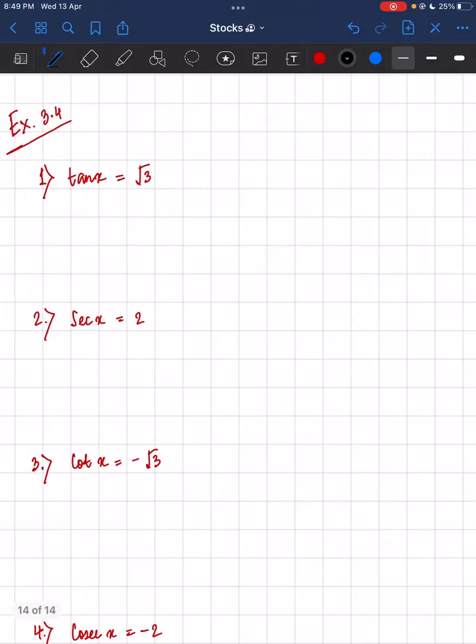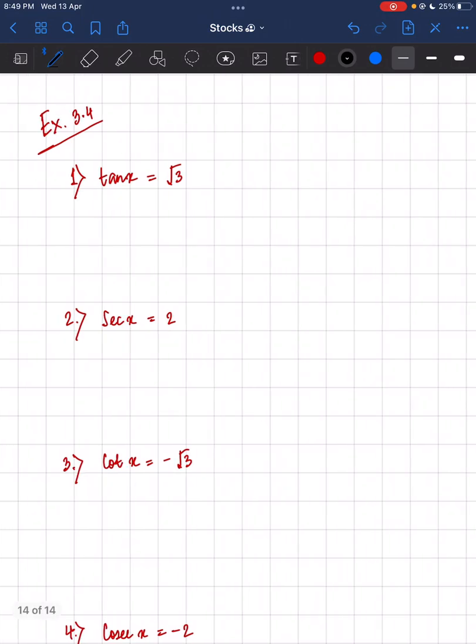So I hope you have gone through the previous video which I've already sent in the group. Following that, we have exercise 3.4 question number 1. Here tan x is equal to root 3 and we have to find the principal and general solutions.